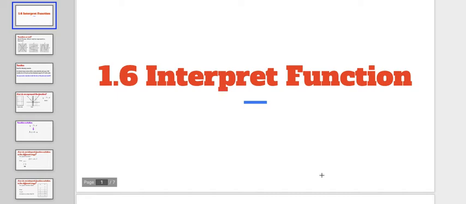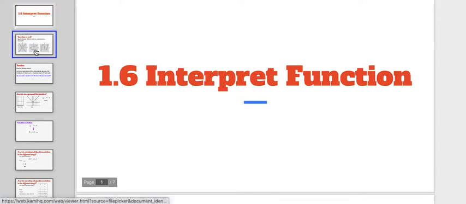Good morning, everyone. Today we're going to introduce another lesson related to function, which is called interpret function. In this lesson, we are going to discover something about function notation. Before we start the lesson, let's have a quick review.